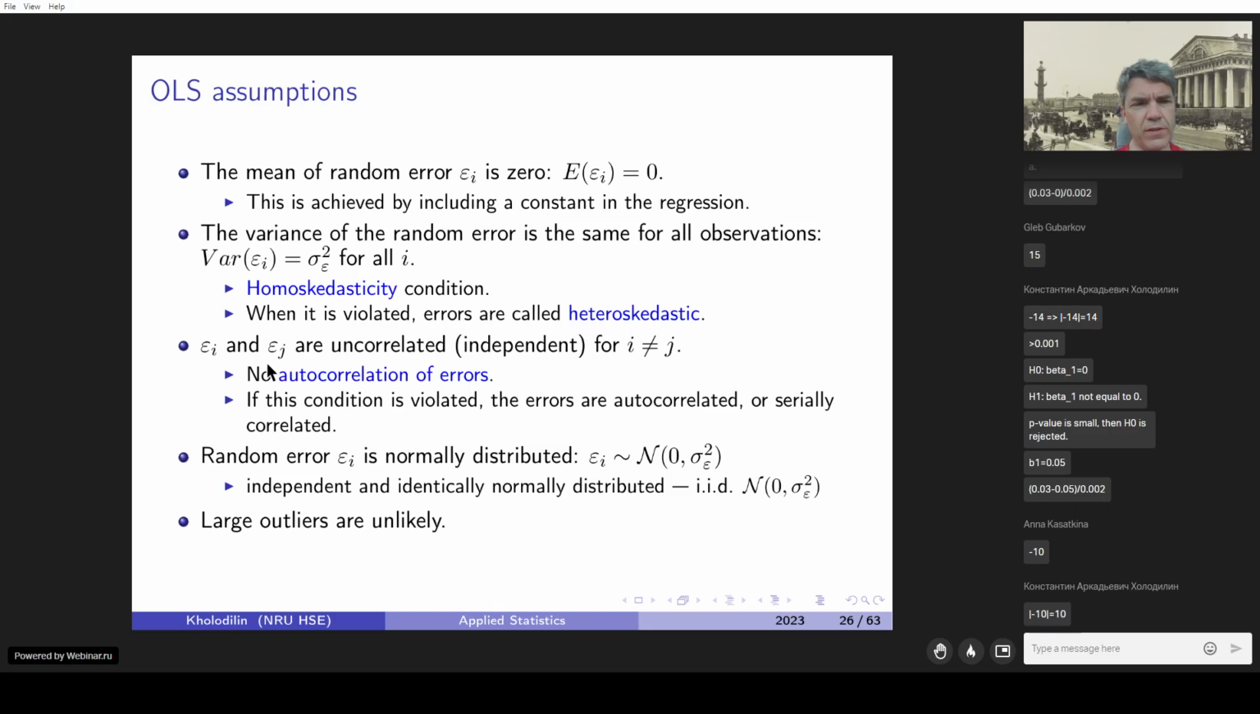Now the errors, the values of epsilon, must be uncorrelated or independent for any indices i, j. So for any two observations, the errors must be uncorrelated, must be independent. We sometimes call this autocorrelation or serial correlation of errors. So the OLS assumption is that there is no autocorrelation or serial correlation of errors. If this condition is violated, then the errors are autocorrelated or serially correlated.